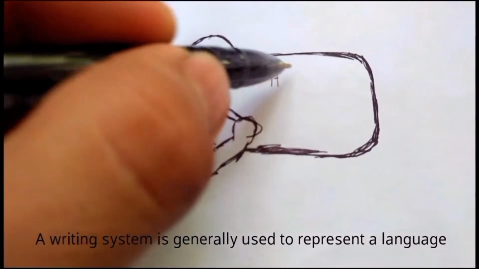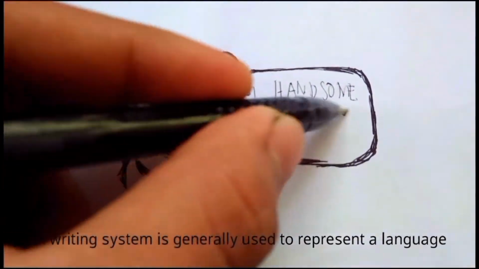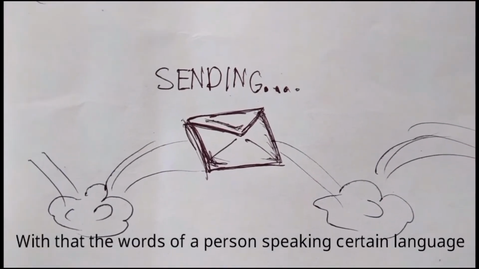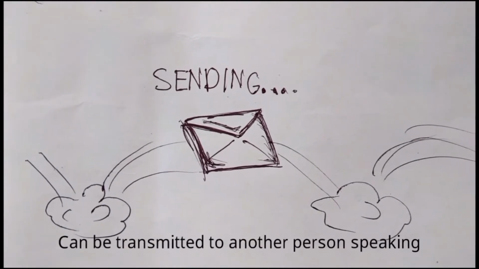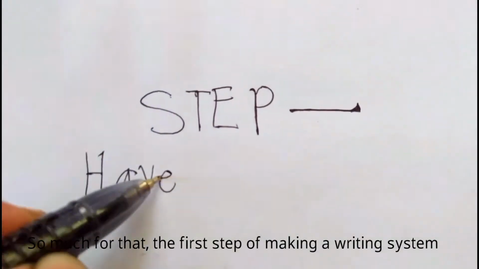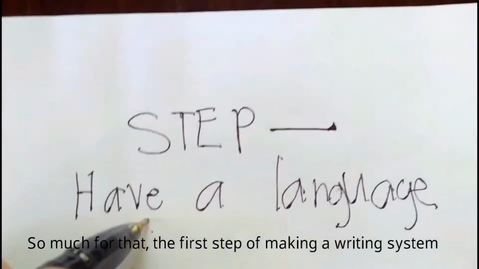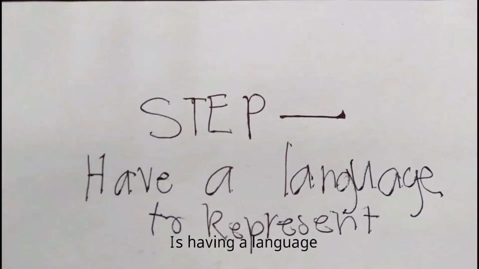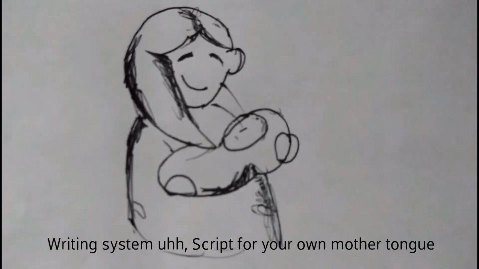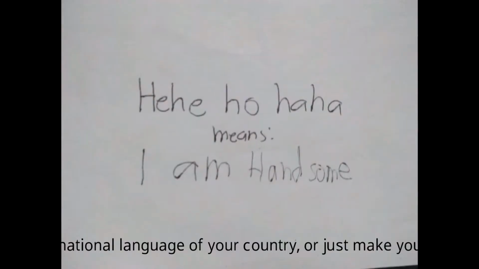A writing system is generally used to represent a language in, of course, a written way. With that, the words of a person speaking a certain language can be transmitted to another person speaking the same language living miles away without missing too much detail or not at all. So much for that. The first step of making a writing system is having a language. You could make an alternative writing system, a script for your own mother tongue, or the national language of your country, or just make your own.